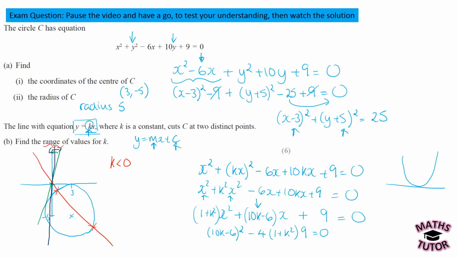So sorting this out in terms of k, we've got 100k squared, and then the outers and the inners will be minus 60k minus another 60k, which is minus 120k, plus 36, and then we're going to have minus 4 times 9, which is minus 36, and then it'll be minus 36k squared, equal to 0 to find where it's a tangent.